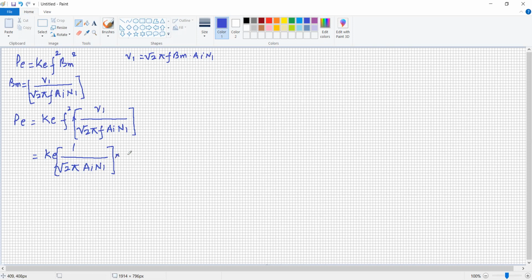Now what is remaining? Here f square is remaining. Sorry, here it is raised to 2, and here it is V1 square divided by f square. So this f square gets cancelled, and the eddy current loss is Ke into V1 square.